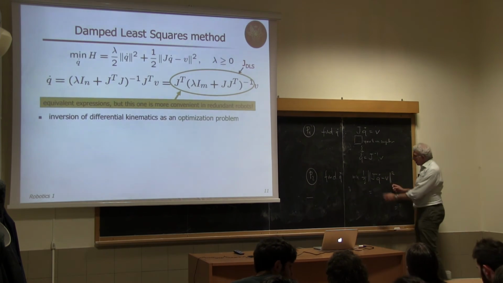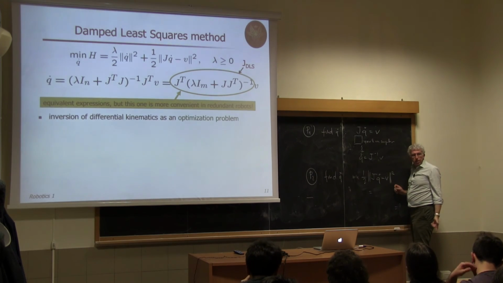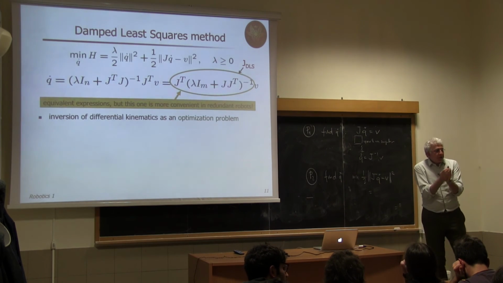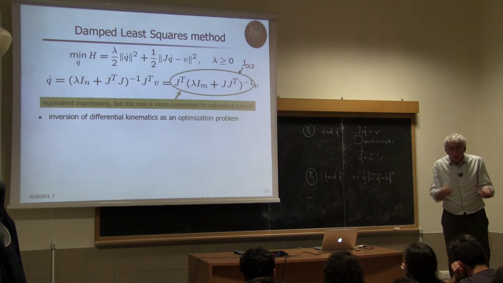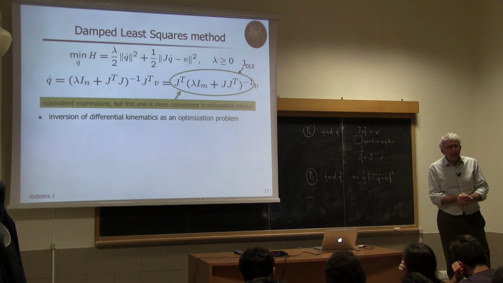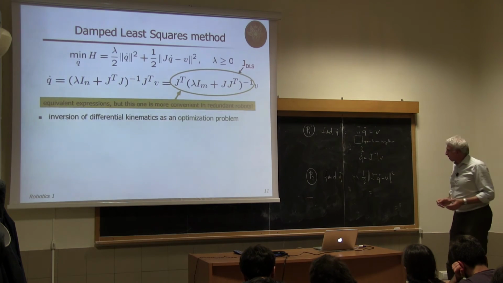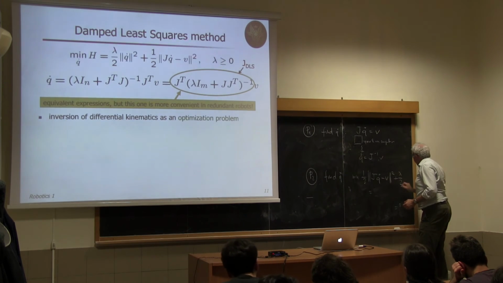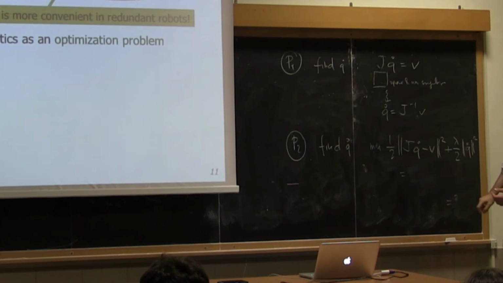What is this? If I'm finding a q dot which solves this, this would be 0. Otherwise, this would minimize in norm the error on the desired Cartesian velocity. So I'm finding a q dot which does not satisfy the requested task, but it's close enough. Okay? And I combine this with another term.